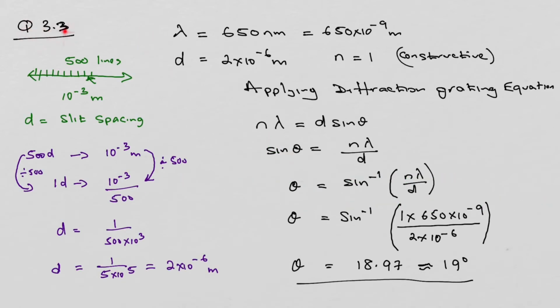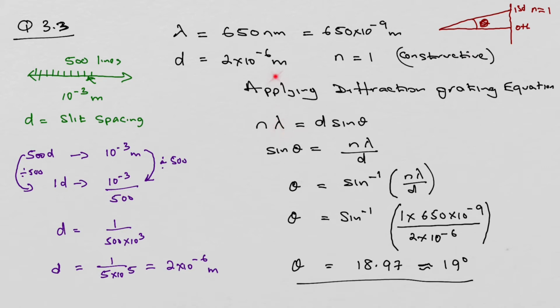Question 3.3. We need to calculate the angle theta between the first order maximum and the central maximum. You can see in the diagram that this is the central maximum, and that's the first order. So this is zero order, and that's the first order, where n equals 1. And that's the angle theta we're looking for. We're going to apply the diffraction grating equation, which means we need to know what n is. So n is 1.